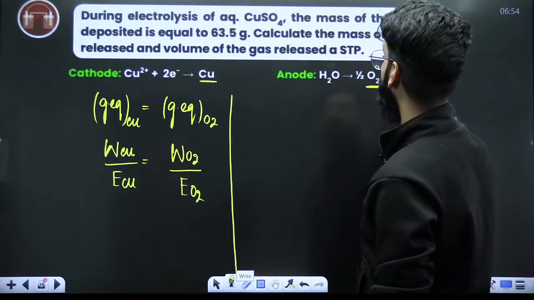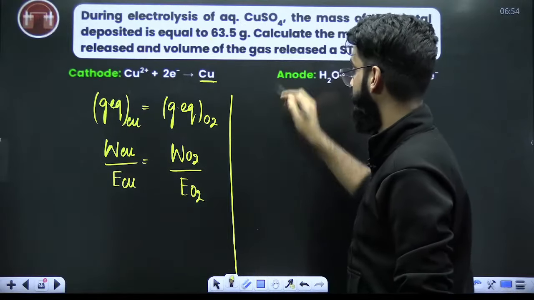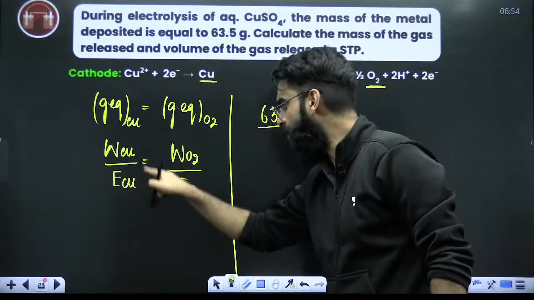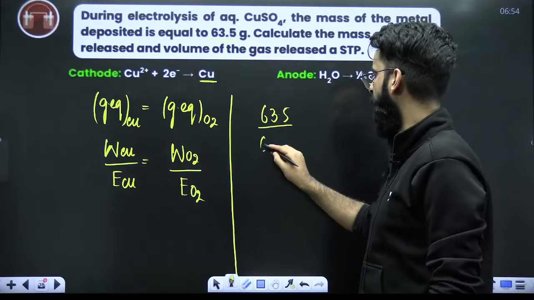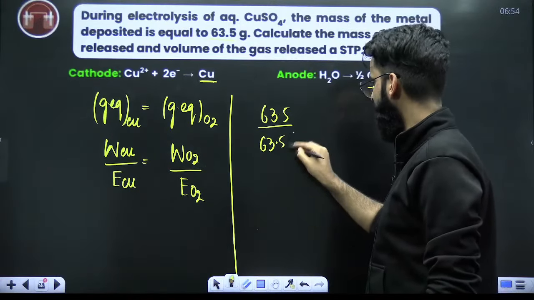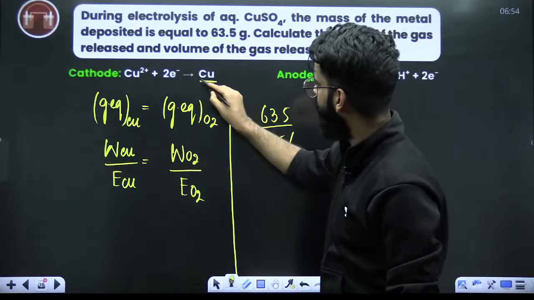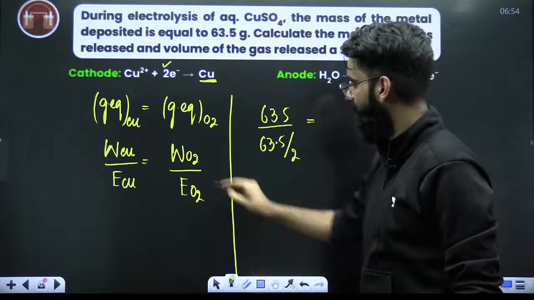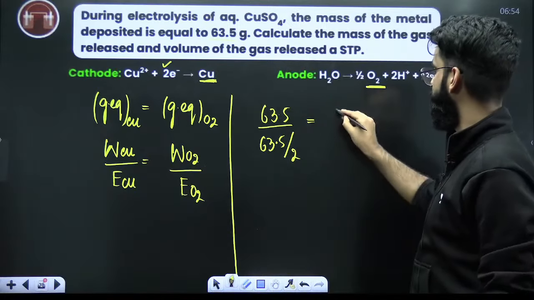The mass of copper which is being deposited is 63.5 grams. So 63.5 grams of copper is deposited, divided by equivalent mass of copper. Equivalent mass of copper is molar mass of copper divided by n factor of copper. What is the n factor of copper? 2 divided by 1. That's 2. This is equal to mass of O2 produced, which is something we have to calculate.